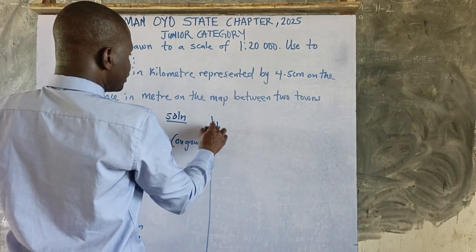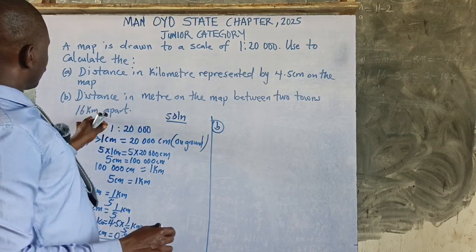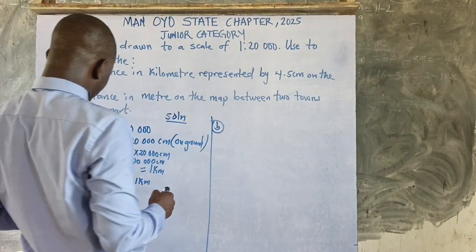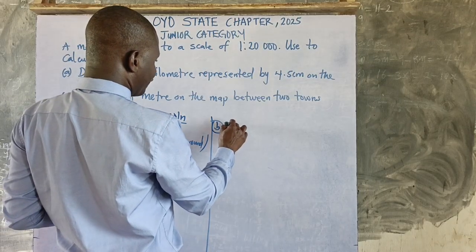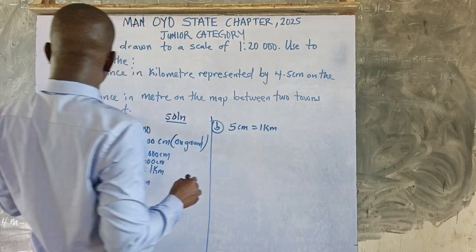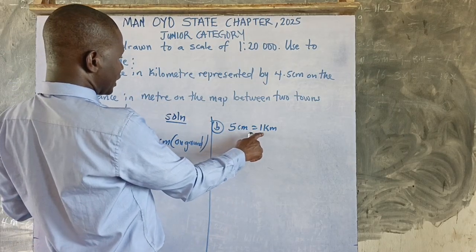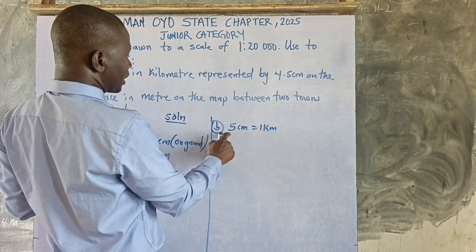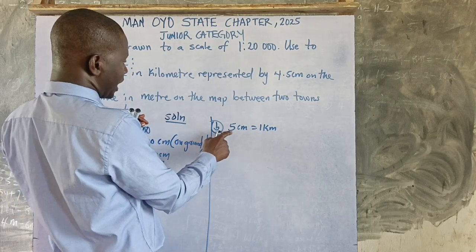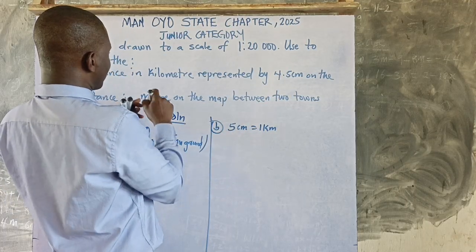Then part B, where we are to convert kilometers to meters. We are using the same conversion ratio: 5 centimeters equals 1 kilometer. We are going to multiply both sides of the equation by 16, because we already have 1 kilometer here. We are converting to centimeters first, and after converting to centimeters, we now convert to meters.